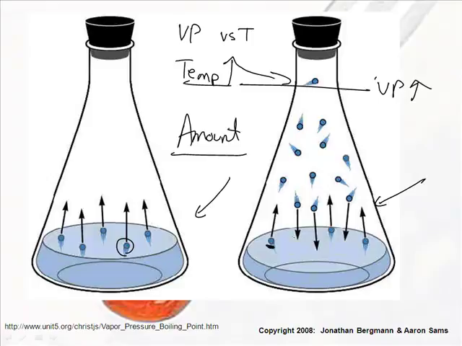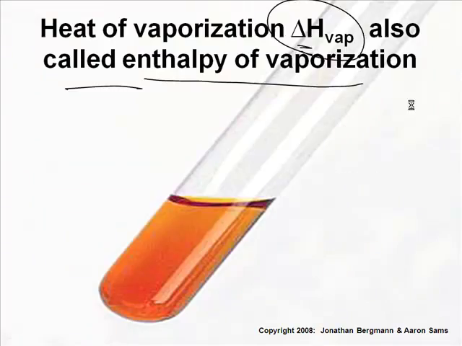This molecule is evaporating, and this molecule is condensing. And this would be a system where it's at equilibrium. Yep, there's 3 going in and 3 going out. Yeah, so that's equilibrium. Okay?